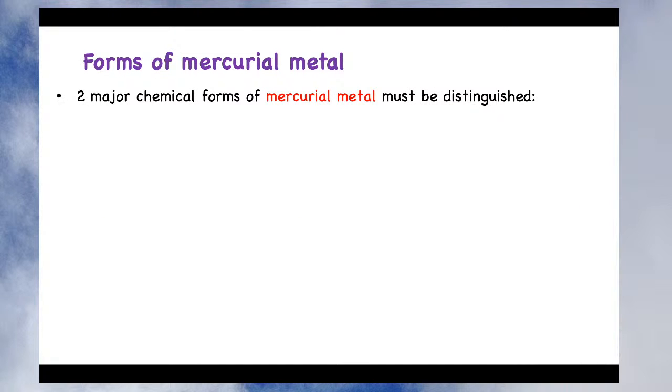Now let's see what are the forms of mercurial metal. There are two major chemical forms of mercurial metals, and we must distinguish these different chemical forms. The first form is mercury present in the vapor form. Do remember that mercury present in the vapor form is called elemental mercury, and obviously the source of such exposure is the environment, the air which is polluted with mercury, and if you inhale such air, you may suffer from elemental mercury poisoning, right?